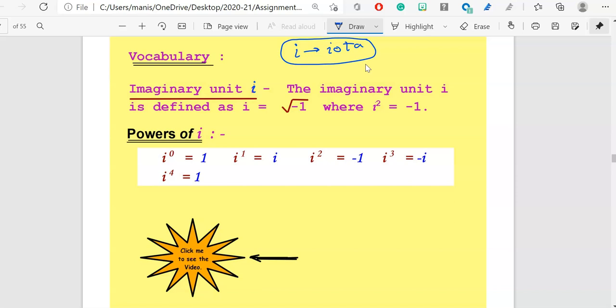This is an iota, and i is an imaginary unit which is used to combine the real number system with the complex number system. So the value of i is the square root of -1. Please write all of these in your notes. So what is the definition of the imaginary unit i? The imaginary unit i is defined as i equals the radical of -1, where i squared is -1.